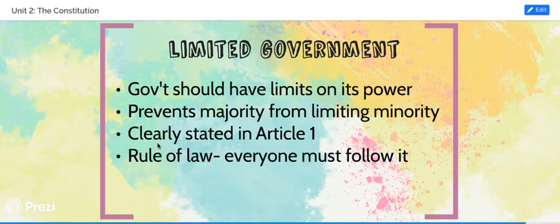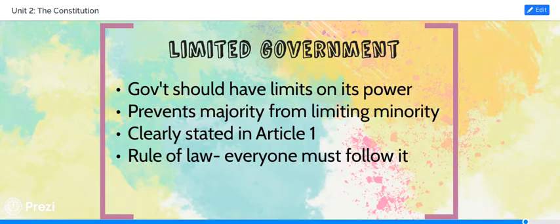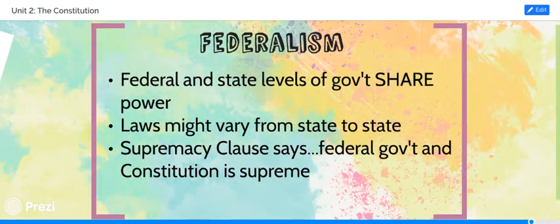All right. This is clearly stated in Article 1, okay? That sets up which branch? If you said legislative, you'd be correct. All right, and it includes the rule of law, which means everybody has to follow the law. No one is above it, not even the President of the United States, okay?